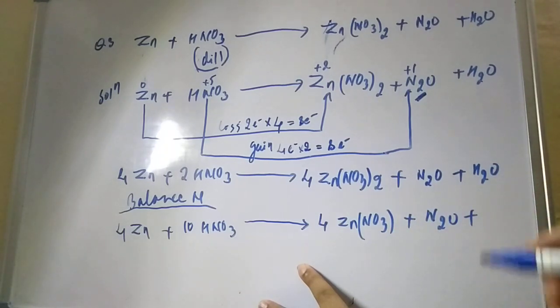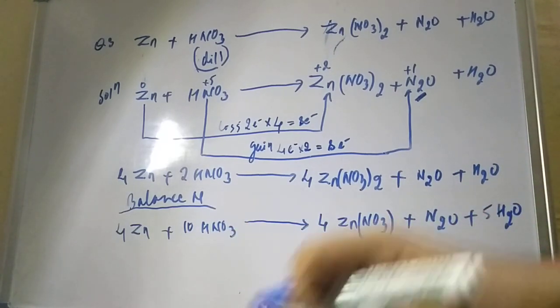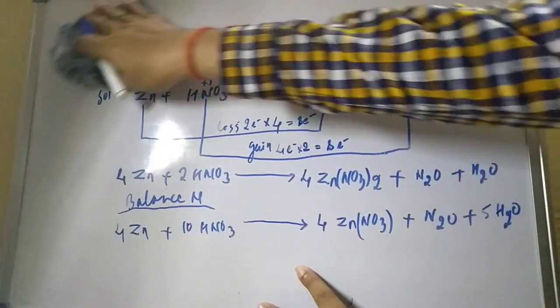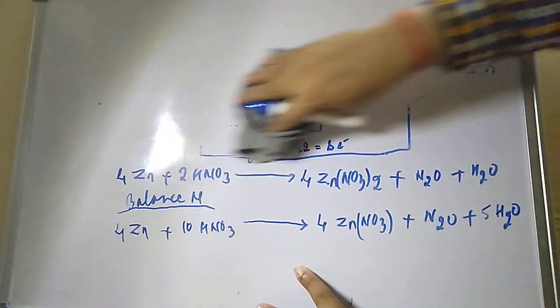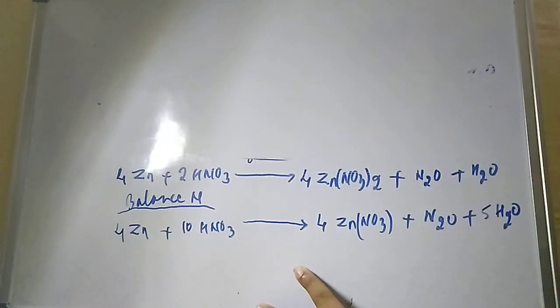Now balance the hydrogen. 10 hydrogen means here how much will come, students? That is 5 H2O. Now we can verify our answer also. We can check the right and left side so that we can confirm this is the balanced equation. See, students, what I am going to do.